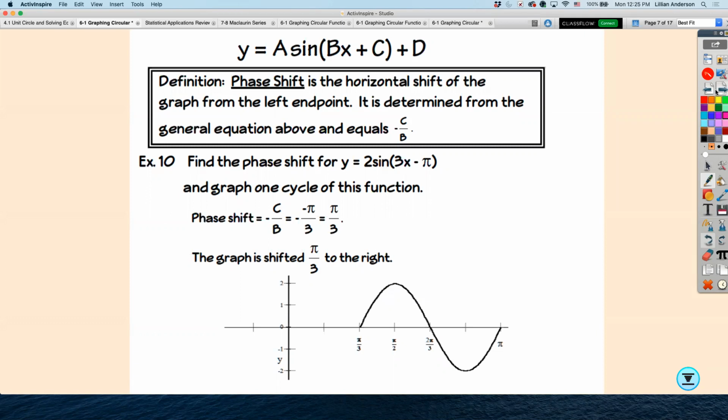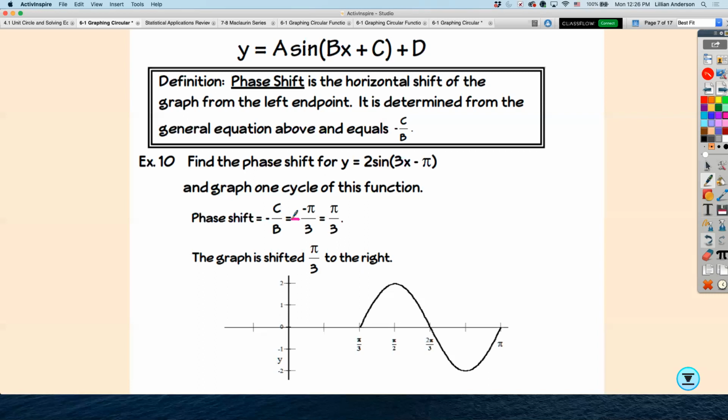You're asked to find the phase shift of y equals 2 sine (3x minus pi) and graph 1 of its cycles. The phase shift, again, is the formula negative c over b. So we have a negative c, negative pi, divided by b, which is 3. A negative and negative make a positive, so that's pi over 3. That means your graph is going to be shifted to the right pi over 3 units. Okay? Does everybody understand?